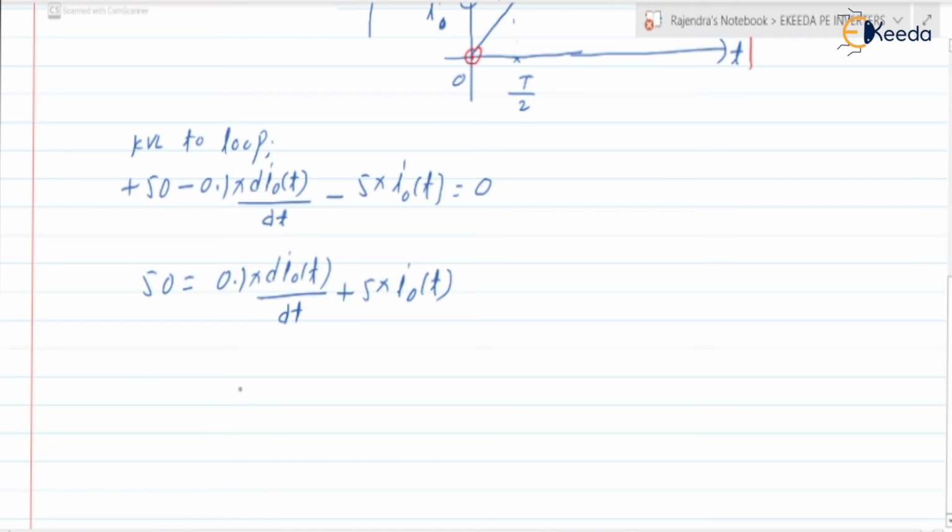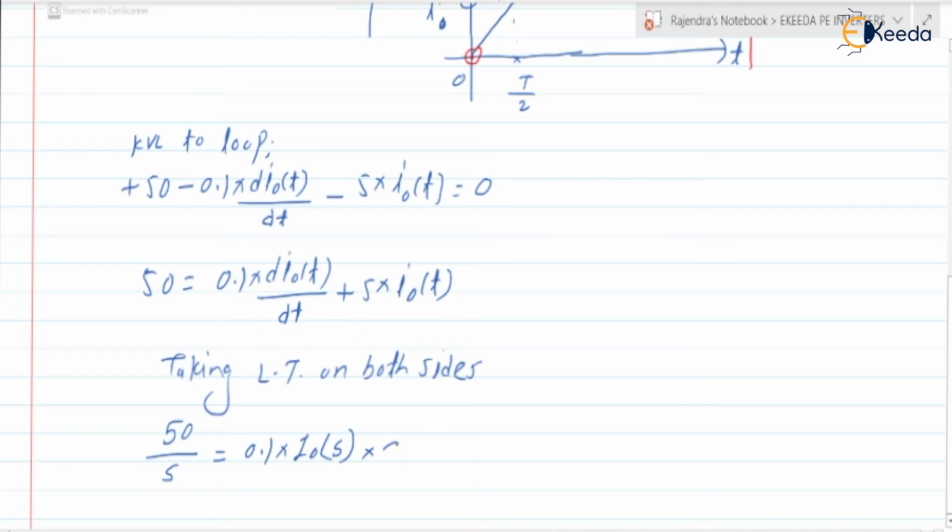Can we simplify it with the help of Laplace transform? Yes, taking Laplace transform on both sides, we will be getting 50 by s is equal to 0.1 into I0 of s into s, because it is the differentiation, so it is 0.1 into s plus 5 into I0 of s.